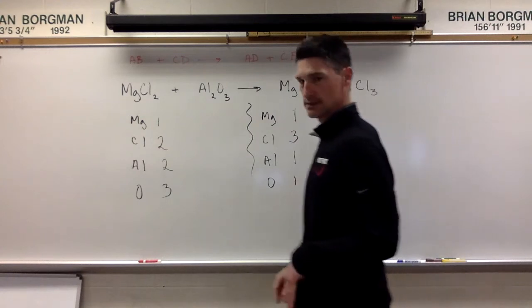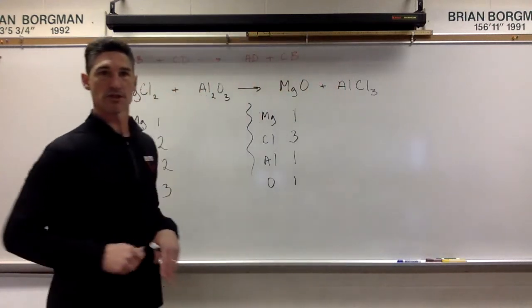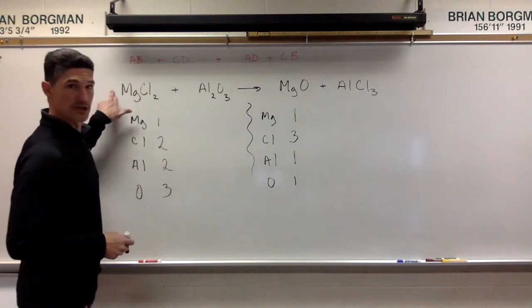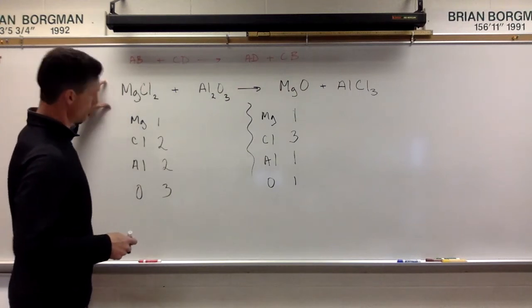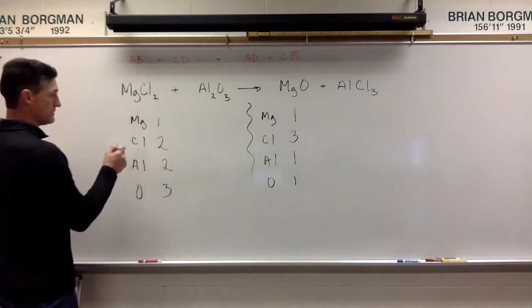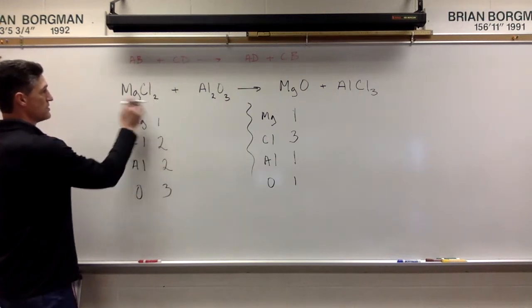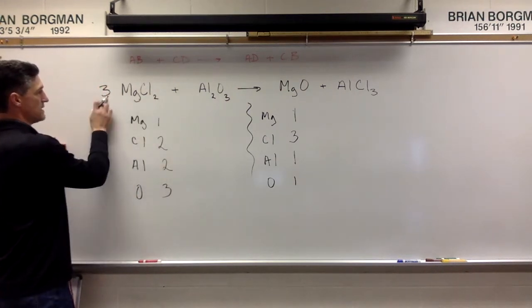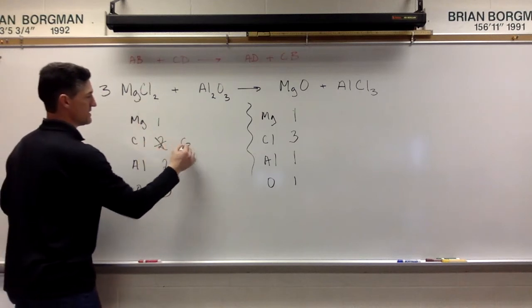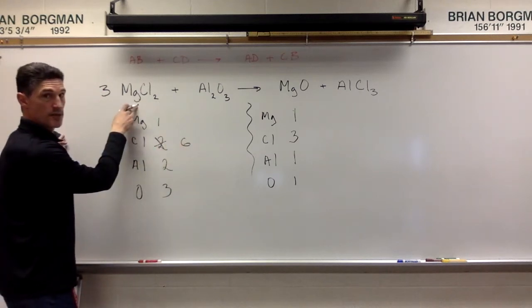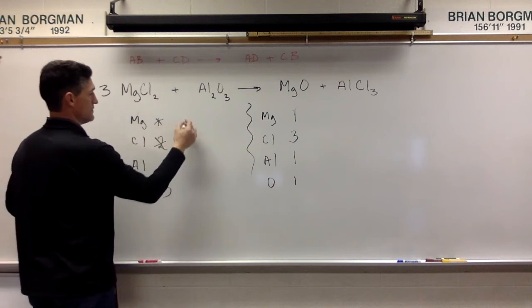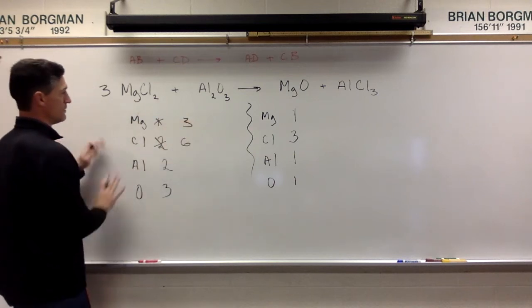So I have to go out in front here. I guess I'll just use black. I was going to try something colorful, but I don't know if it's going to show up well. So coefficients only. I'm going to go out in front of here, and I'm going to put something to adjust the number of chlorines. So I think 6. So I have to multiply 3 times 2 to give me 6 of those. That also changed my number of magnesiums, right? So that became a 3. We'll worry about that in a second.